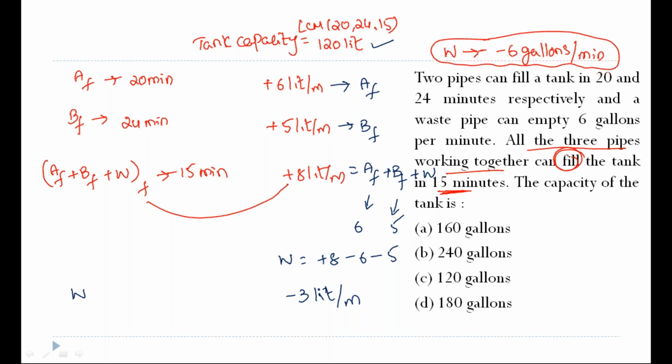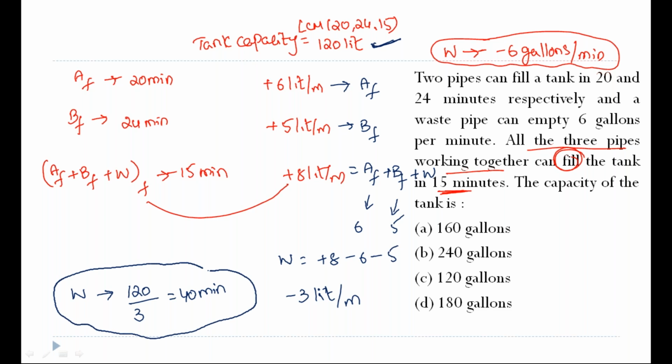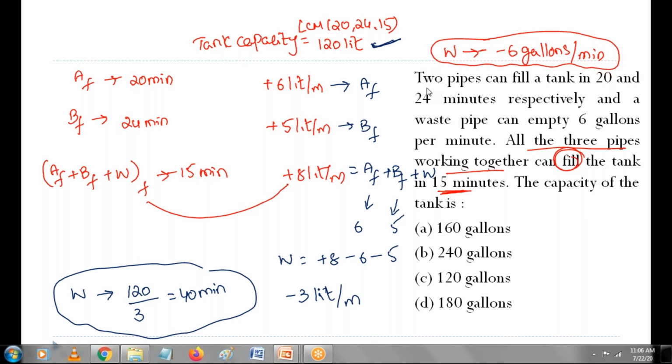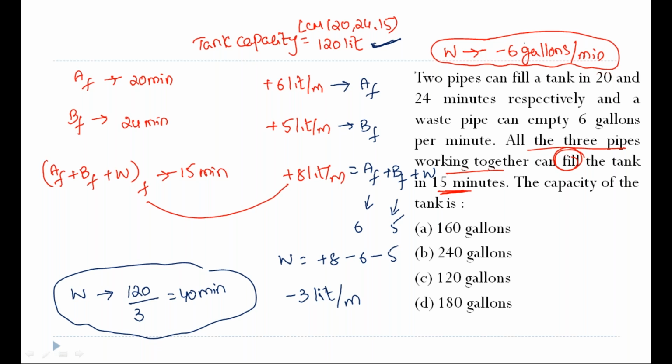If tank capacity is 120 liters, what's the time taken by the waste pipe? The waste pipe should remove 120 liters, and it is removing 3 liters per minute. So 40 minutes. The time taken by the waste pipe alone to empty is 40 minutes. Now friends, see the statement they have given: it is removing 6 gallons per minute. What's the time taken? 40 minutes.